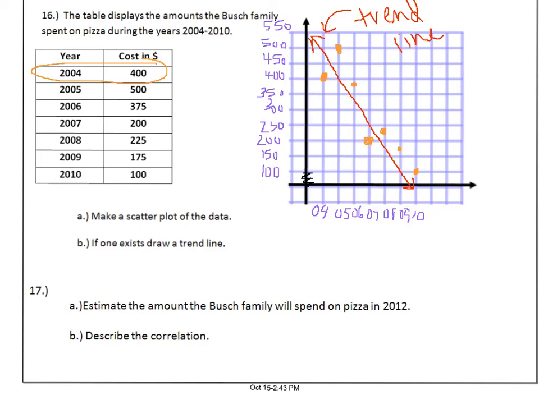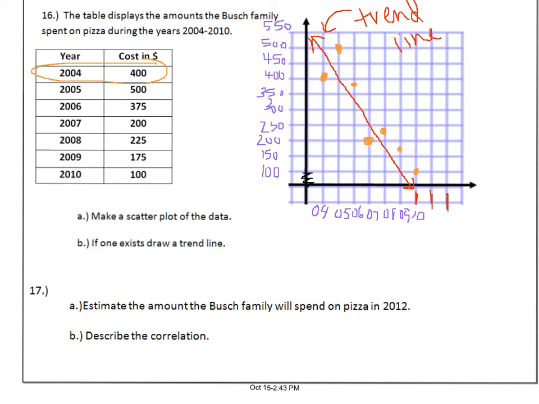And then 17 says, estimate the amount the Bush family will spend on pizza in 2012. So if I were to continue this, this would, let's see, this is 10, this would be 2011, this would be 2012. So if I look at this and I extend my trend line, I think my trend line might be a little bit off.